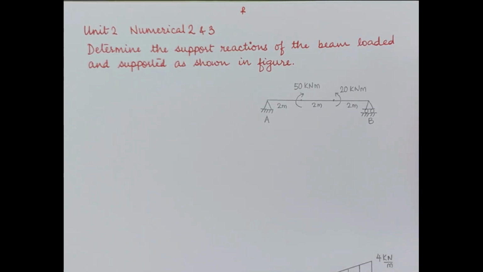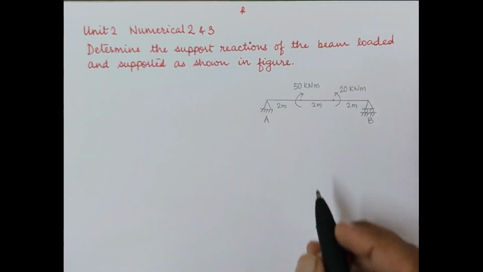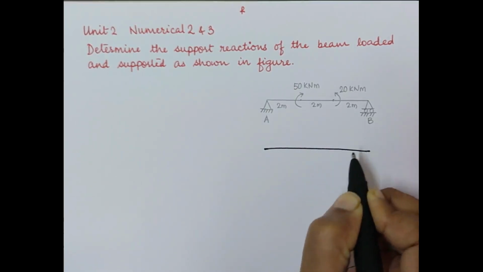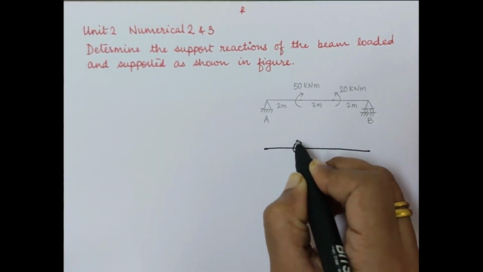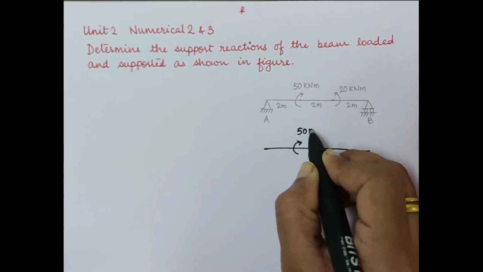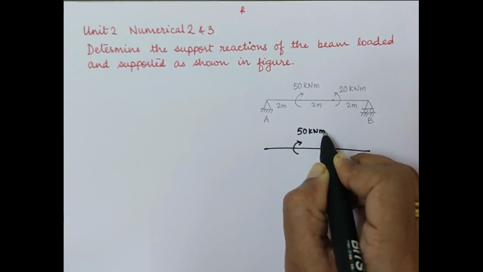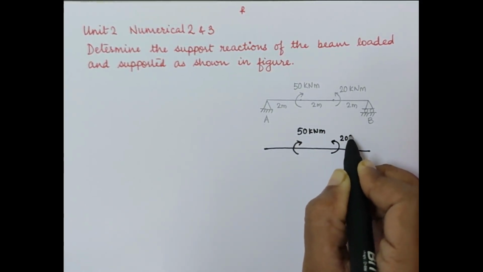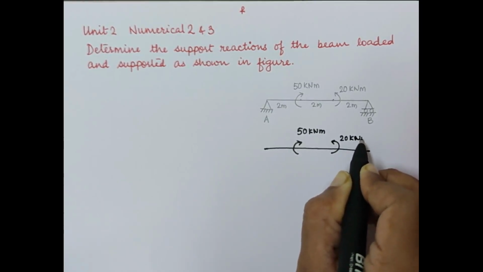Before we go ahead, we have to draw the free body diagram of the question which is mentioned to us. So let's draw the free body diagram. You draw the beam as it is, you show the loading as it is. Since this is a 50 kilonewton meter moment, as well as you have the other moment, that is 20 kilonewton meter.